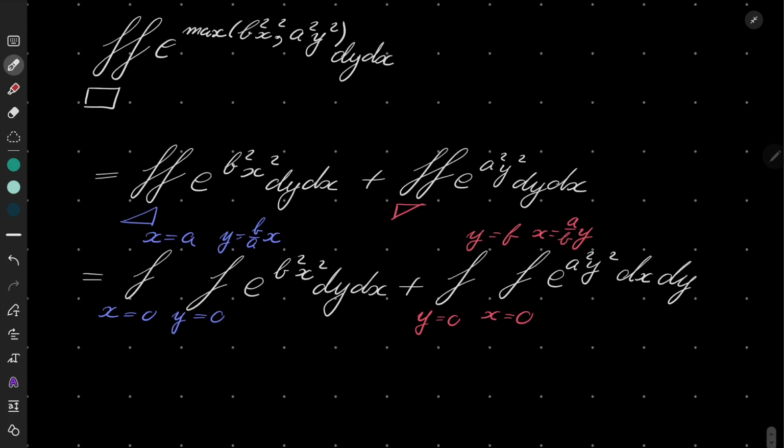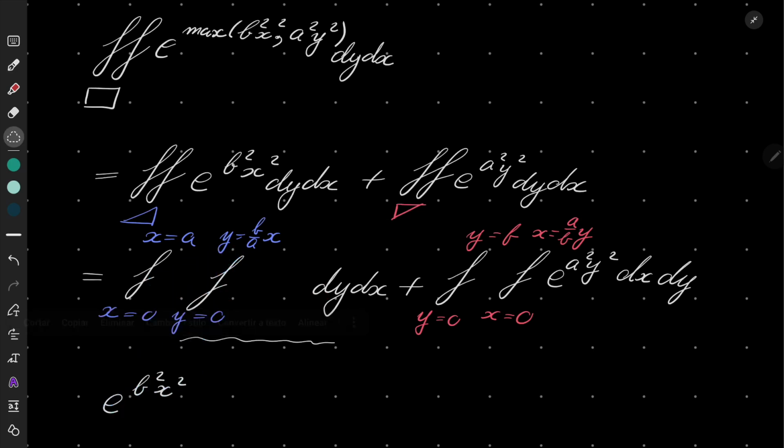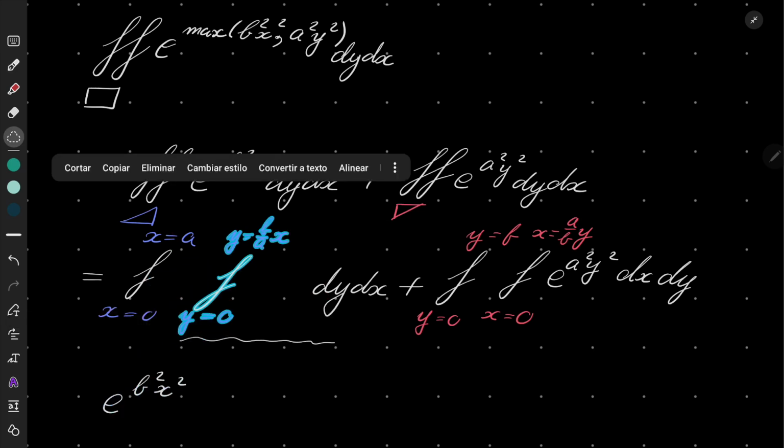And now let's do the following. Notice that my inner integral is over y, and here I have a function only of x, so I can put this function in front of my integral.